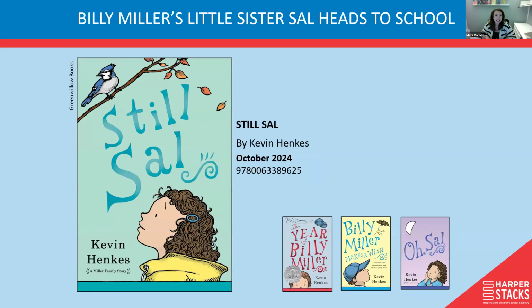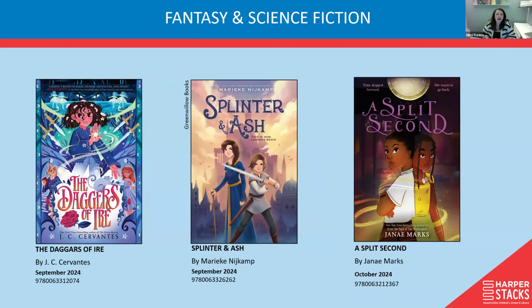All right, we've got some great fantasy and sci-fi for your middle grade readers. First, on the left, we have The Daggers of Ire. This is a Latinx fantasy about magic and sisterhood and grief from New York Times bestselling author J.C. Cervantes. In the middle, we have Splinter and Ash, New York Times bestselling author Marieke Nijkamp's middle grade prose debut, an immersive medieval fantasy starring queer and disabled young heroes. This is for fans of Soman Chainani and Tamora Pierce.